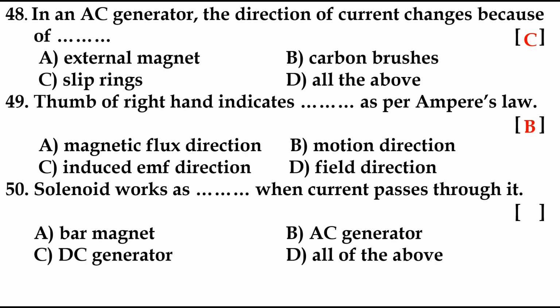50. Solenoid works as dash when current passes through it. A. Bar magnet. B. AC generator. C. DC generator. D. All of the above. Answer is option A. Bar magnet.